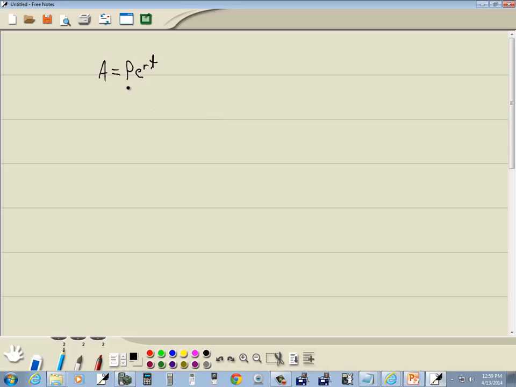So I'm going to go ahead and divide both sides by e to the RT. So A divided by e to the RT is equal to P e to the RT divided by e to the RT. The reason I do that is because the e to the RT's will cancel then. And I got P is equal to A over e to the RT. So this will be a little easier to work with for this problem.